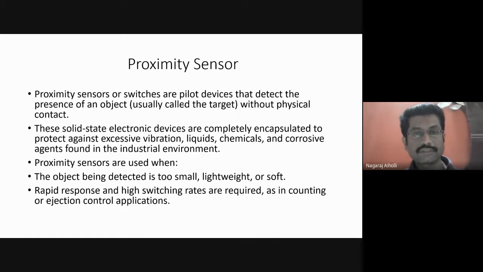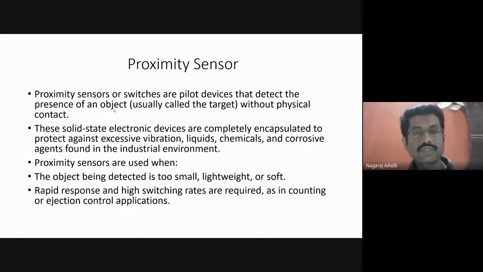Proximity sensors or switches are pilot devices that detect the presence of an object. The object is usually called the target here, and it is detected without physical contact. This is important. There is no physical contact between the sensor and the object. Without the object coming in contact with the sensor, it is able to sense the object and detect its presence or absence.